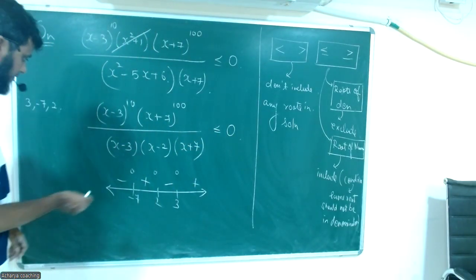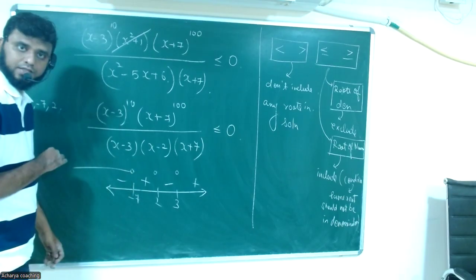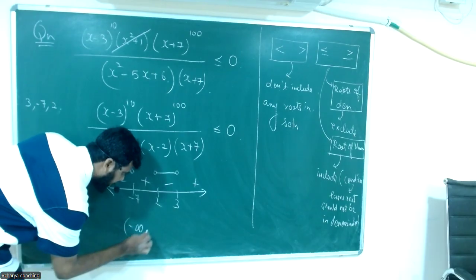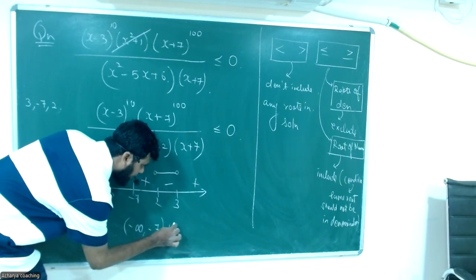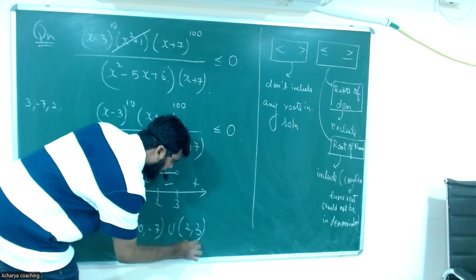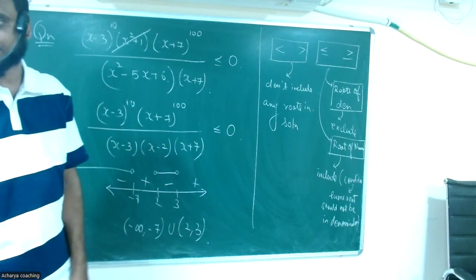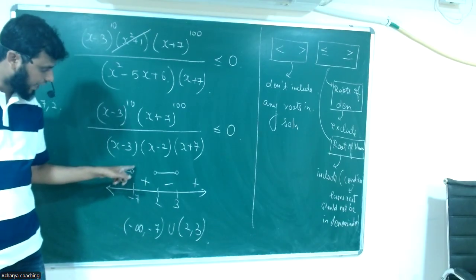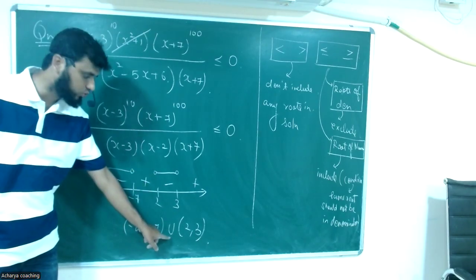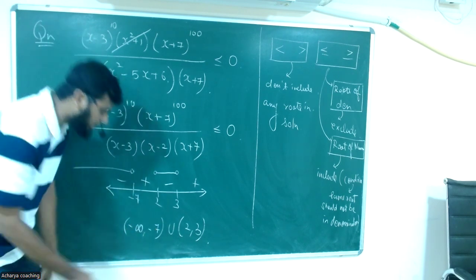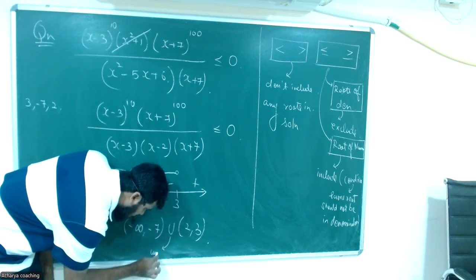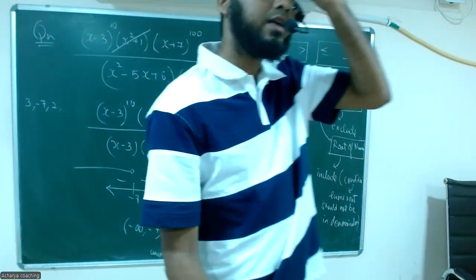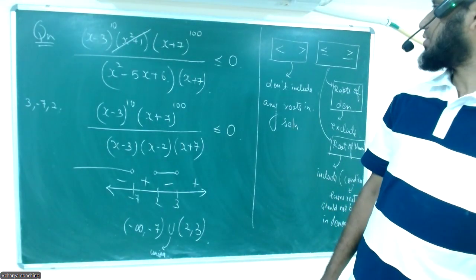So what we need? Negative. So negative we have here. Take this region, and we have here. So what is our answer? Minus infinity to minus 7 open, union open 2 to open 3. Clear? So this is our final answer. So here one solution is there. After this, we have one jump. For that, we have to use the union symbol. This is the union symbol. Clear?